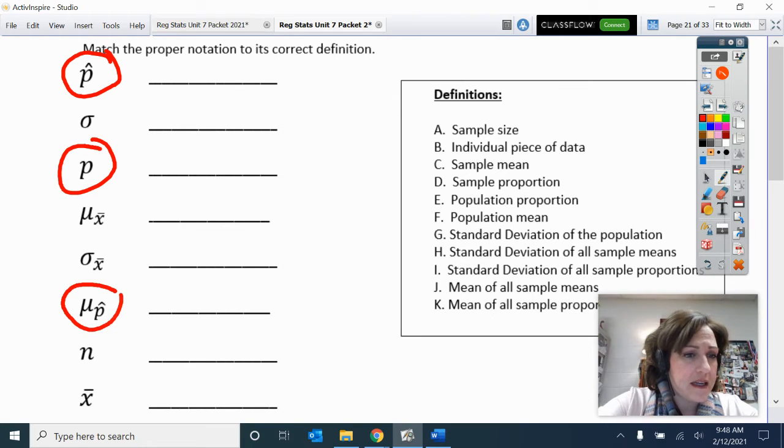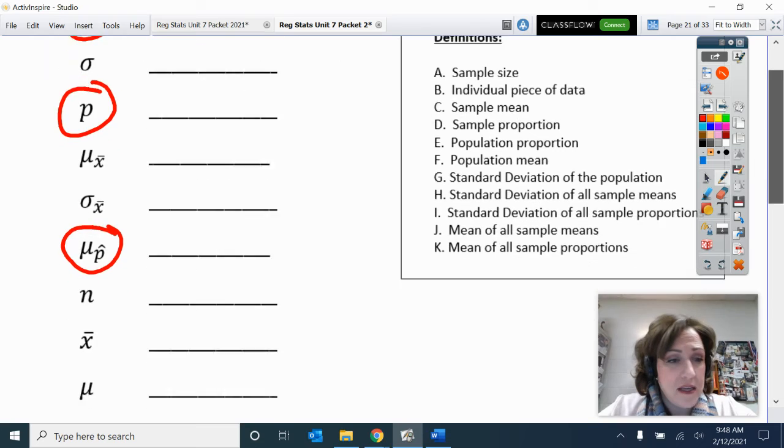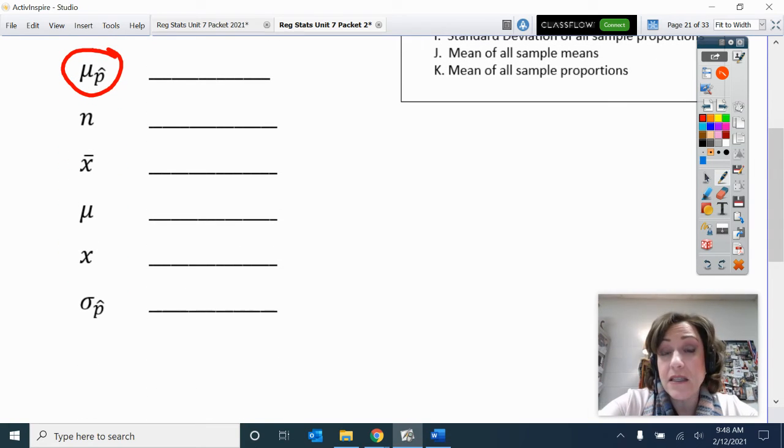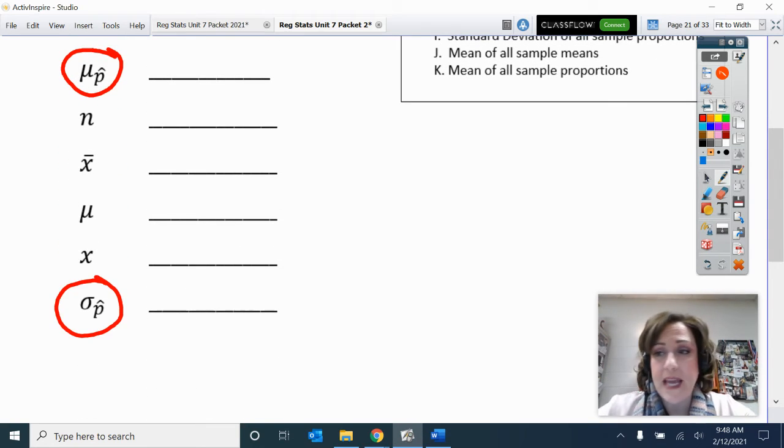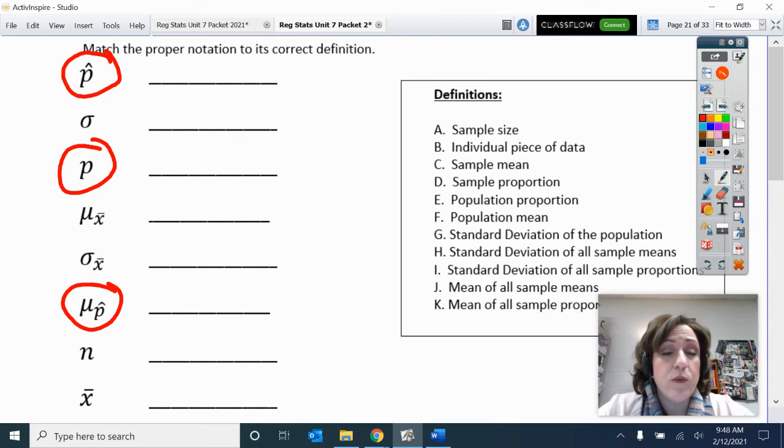And then I see I've got a mu with a P. And then I think I've got a P hat. And then I've got a standard deviation of the P hats. Okay, so let's talk about it.